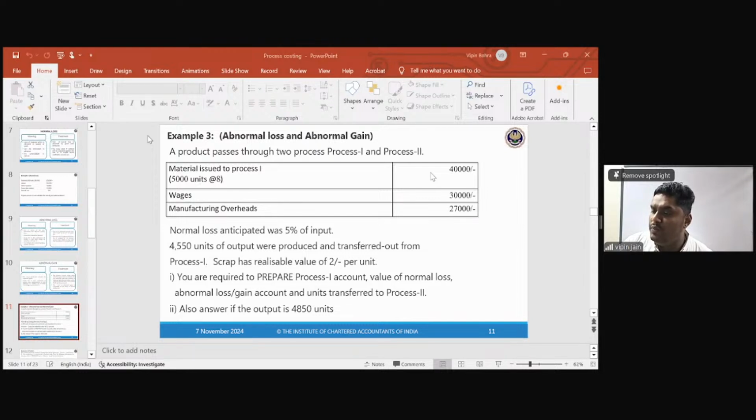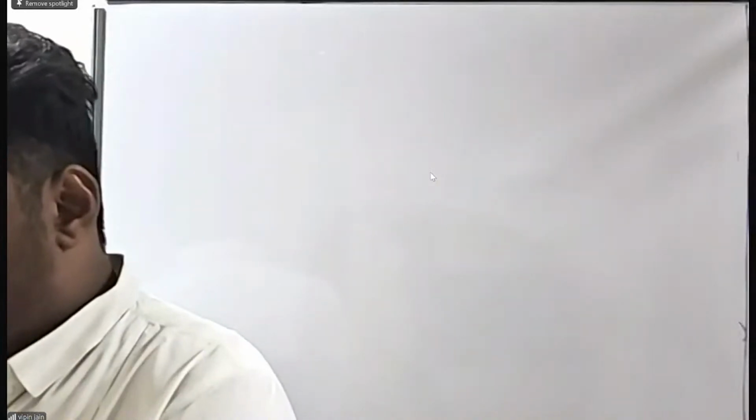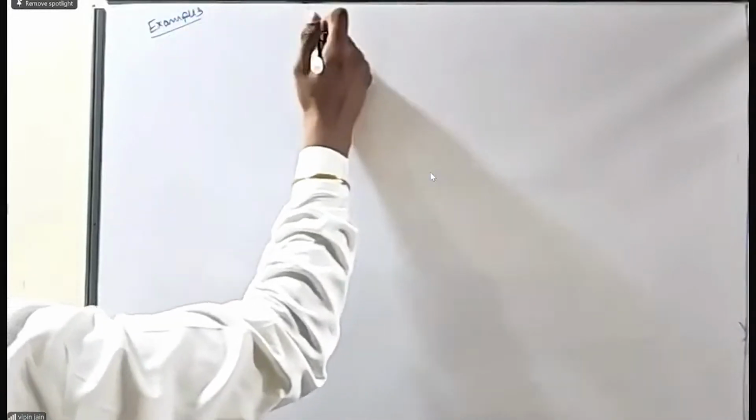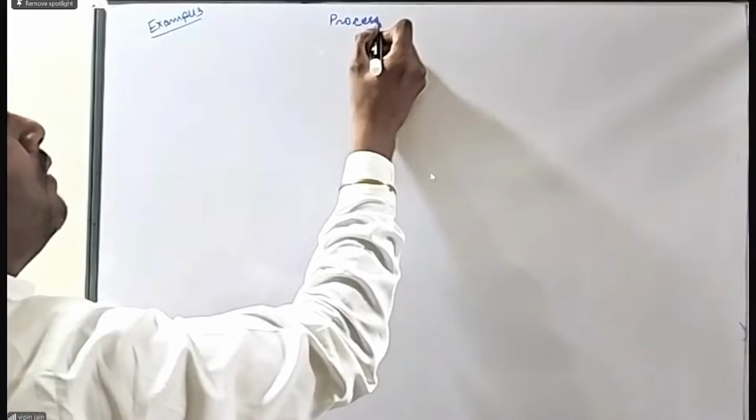4,550 units of output were produced and transferred out of process first. Scrap value realized is rupees 2 per unit. You are required to prepare the process first account, the value of abnormal loss or abnormal gain, and units that are transferred to the next process. So this question is given. So let's start with this question. We have to prepare the process account.